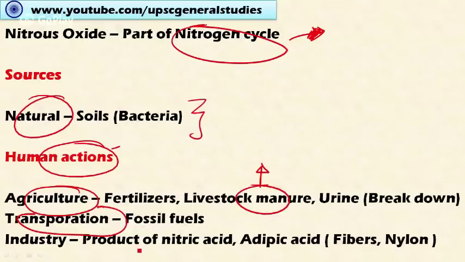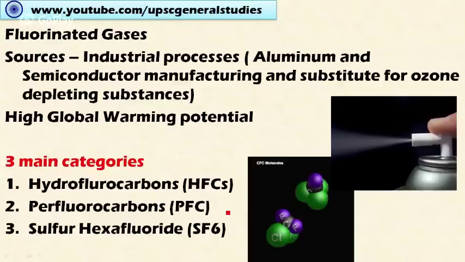Nitrous oxide is generated as a byproduct during the production of nitric acid. This nitric acid is used in the synthesis of commercial fertilizer, and nitrous oxide is also produced in the production of adipic acid. Okay, adipic acid. This is used in the making of various fibers, including nylon and other synthetic products. So these are all the sources of nitrous oxide to the atmosphere.